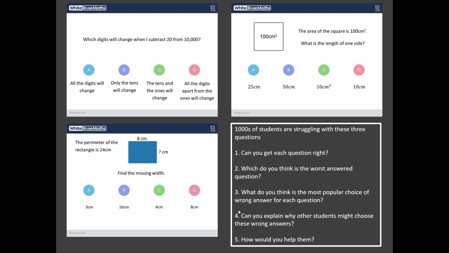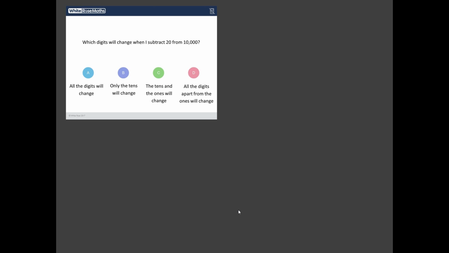Okay, have you got your answers? Nice one, let's go through it. So what I'm going to do to build up a bit of drama, I'm going to reveal the least worst answered question out of these three first. And it is this one here, the subtraction question. Which digits will change when I subtract 20 from 10,000?